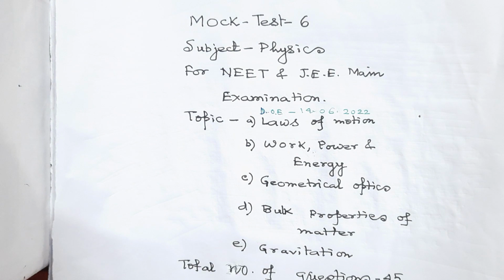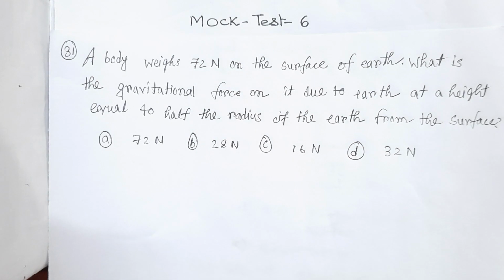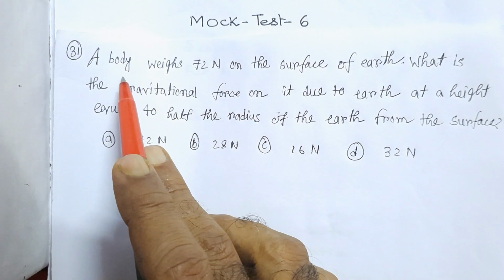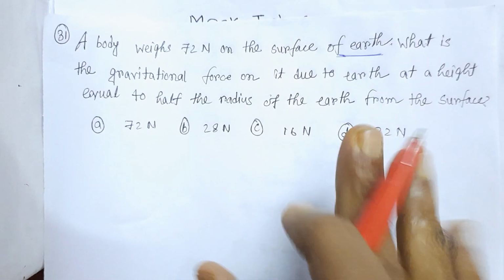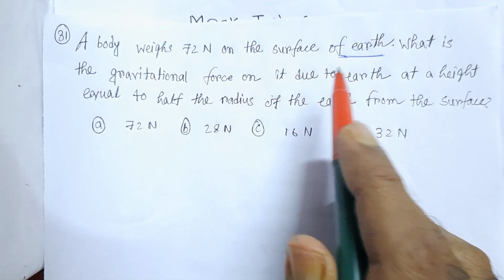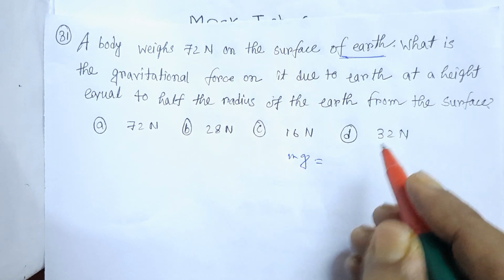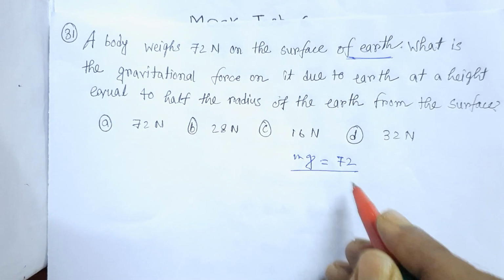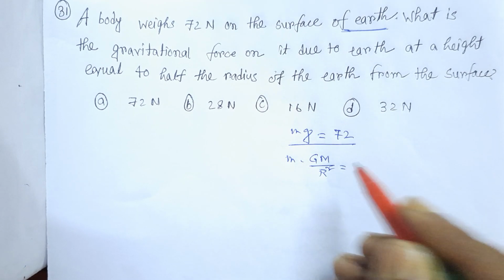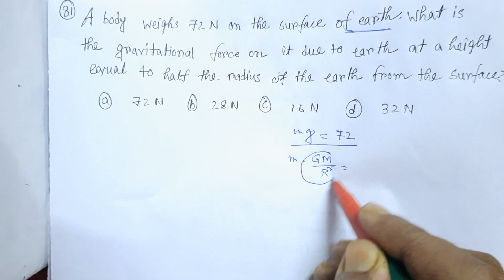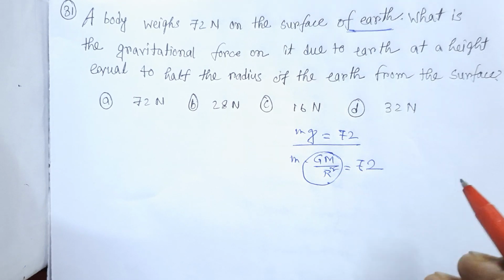Now let us take question number 31. It is a question from gravitation. A body weighs 72 Newton on the surface of Earth. So the weight of the body is 72 Newton, that is mg. If m be the mass of the body, it is 72. And g equals GM by r square, where M is the mass of the Earth and r being its radius, and G is the universal gravitational constant.